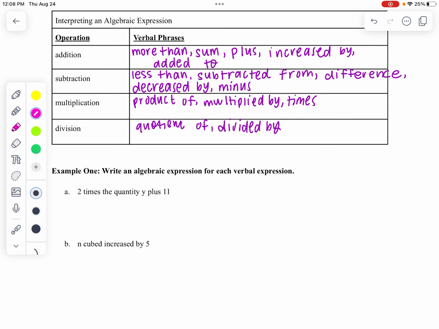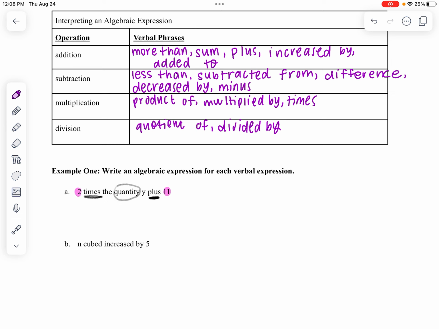So I'm going to go ahead and highlight some things for myself. First, we have some numbers. So I'm going to highlight those in one color. And then I'm basically just going to highlight everything. Then I'm going to underline the verbal phrases that seem important to me. So times seems important to me. And then plus seems important to me. And then we also have this phrase quantity, which is interesting.